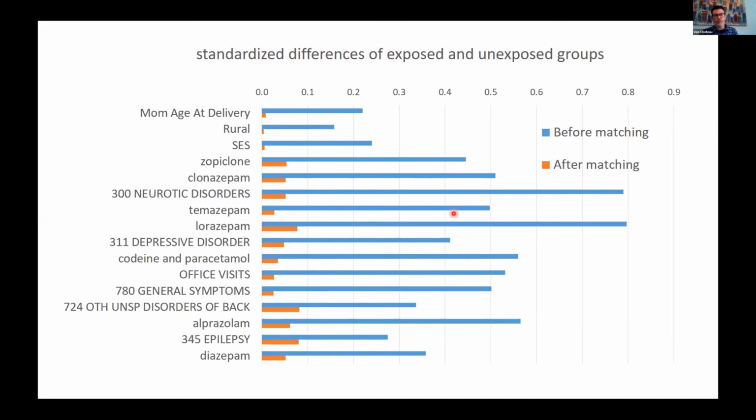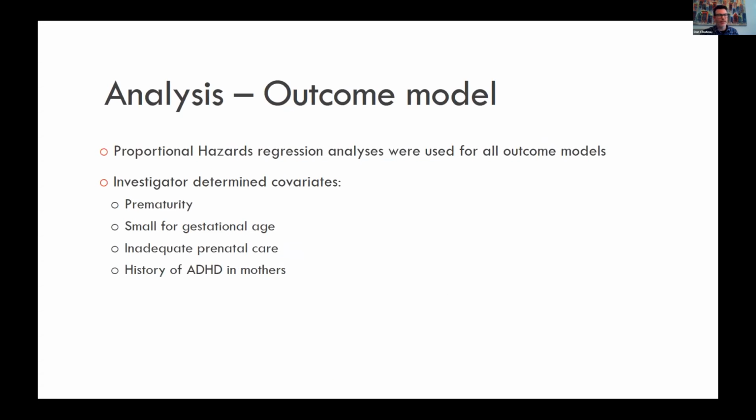So our standardized differences before are these blue lines. They are fairly large. After we matched, they're quite low. In fact, if you talk to Peter Austin, anything less than 0.1 is considered negligible and of no concern. So we're doing good there.